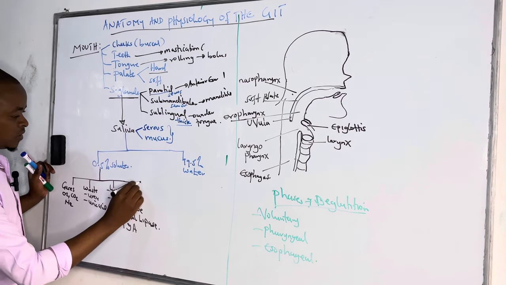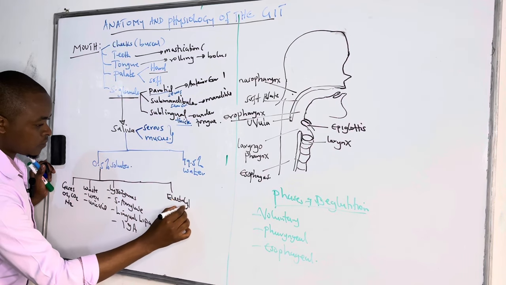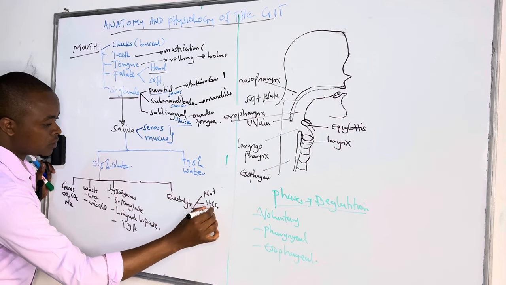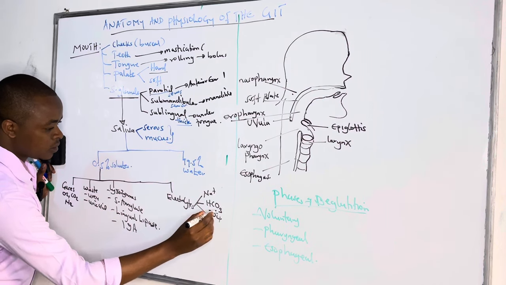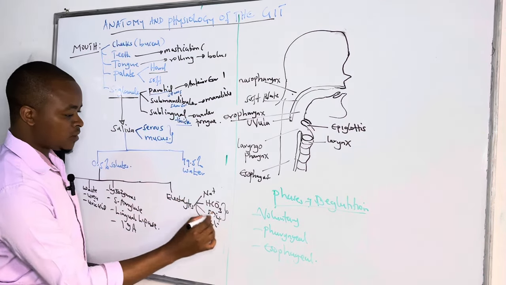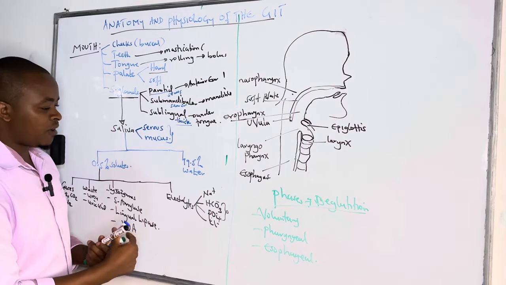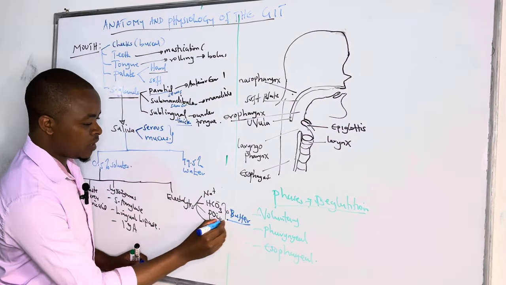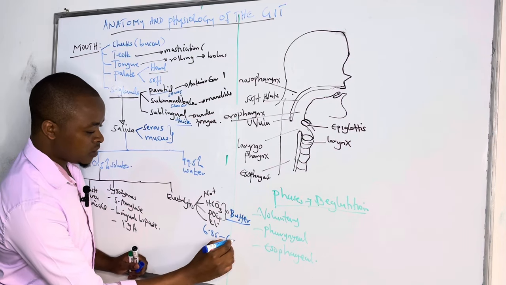Then finally, it also contains the electrolytes. And among these electrolytes, we see sodium, bicarbonate, chloride, phosphate, and so on. Of these ions, the bicarbonate and the phosphate act as buffers. They are the ones that maintain the pH of the saliva in the mouth at 6.35 to 6.8.